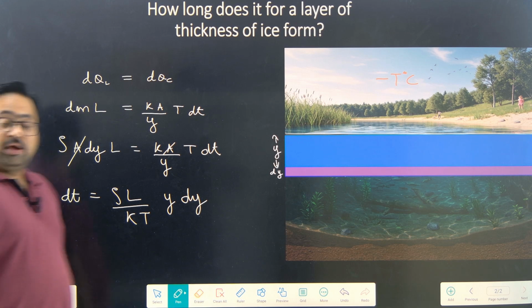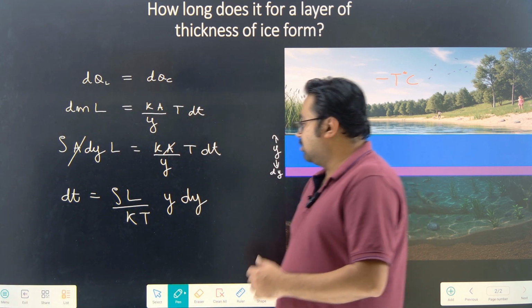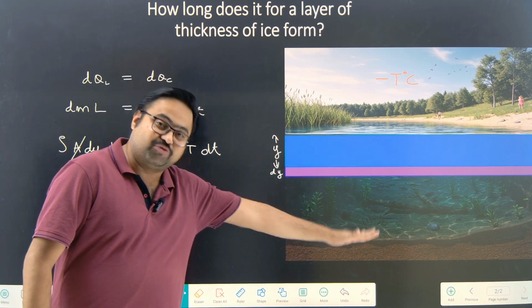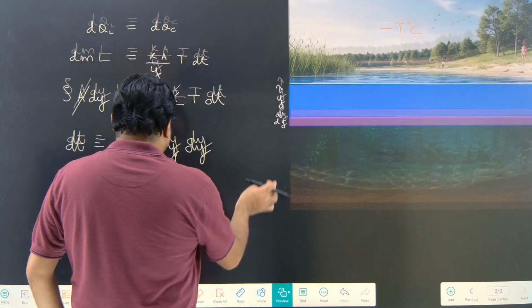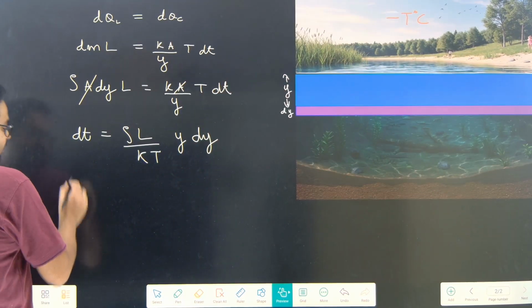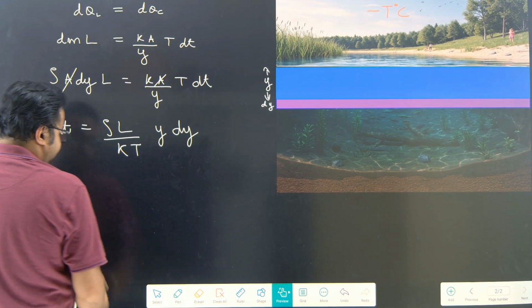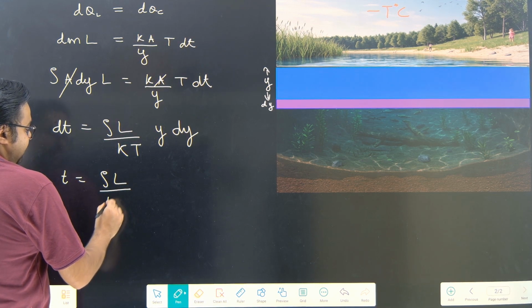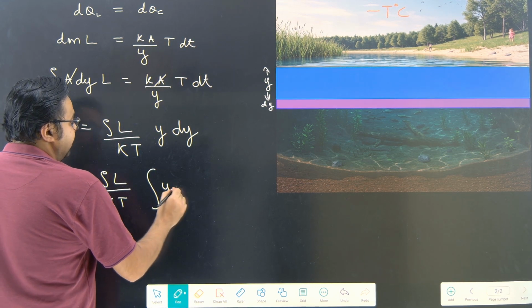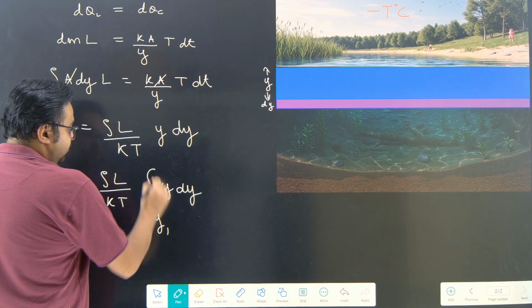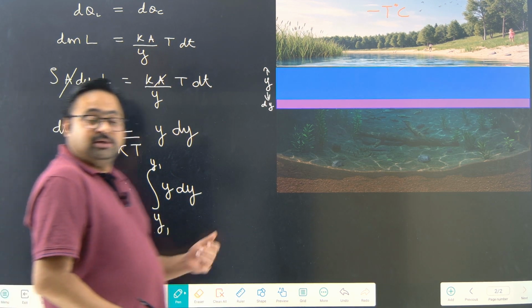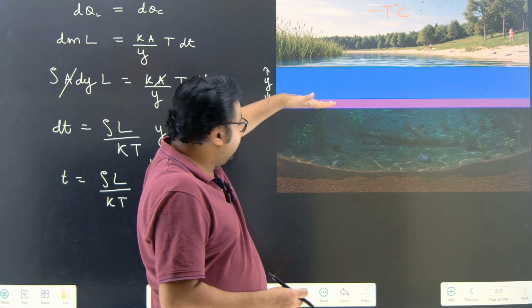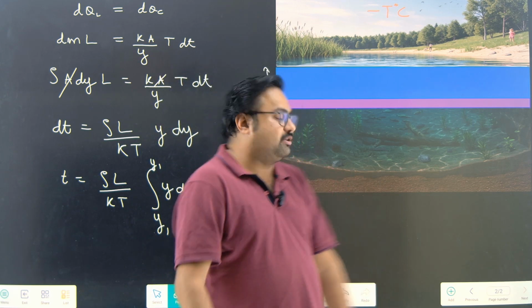That's dt. Now, once you've written this, dear friends, you can go ahead and find the total time that it takes for the thickness to build from y1 to y2. Let's do that. We have T equal to rho L divided by KT into the integral of y dy, all the way from y1 to y2. What I mean is T is the time that is taken for the thickness to build from y1 to another thickness y2. So we are calculating that time.